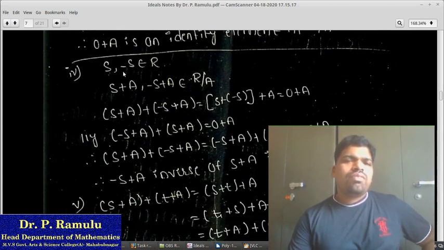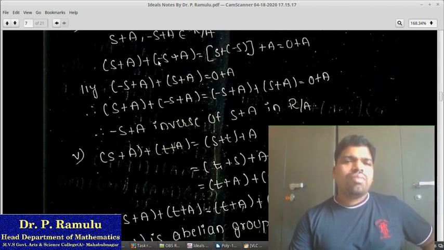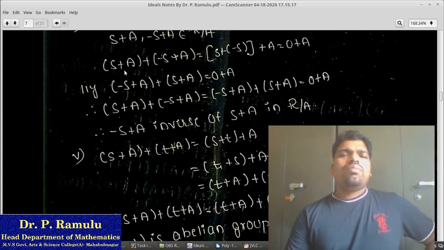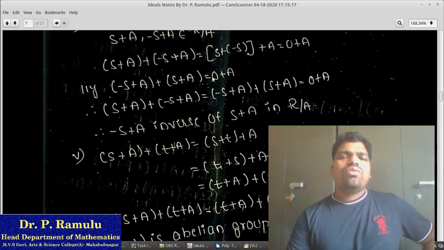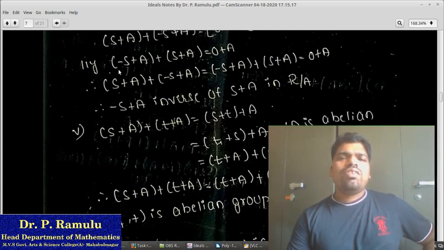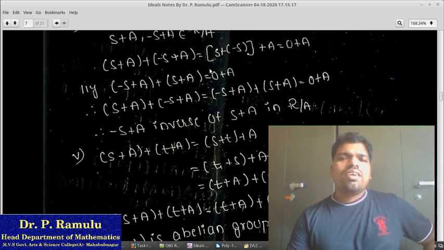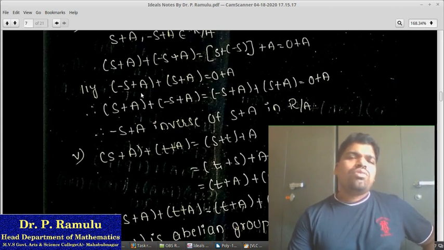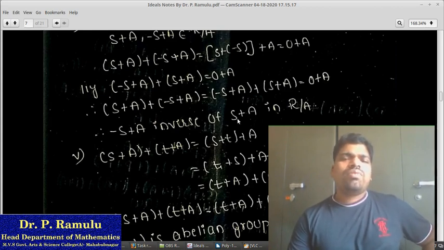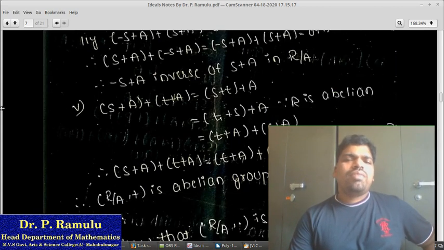Similarly, s and minus s belong to R, so s plus a and minus s plus a belong to R by A. I take s plus a plus minus s plus a. By the definition of addition in the factor ring, s plus minus s plus a, and s plus minus s is equal to 0, so this is equal to 0 plus a. Similarly, minus s plus a plus s plus a equals 0 plus a. So minus s plus a is the inverse of s plus a. R by A satisfies the inverse property.